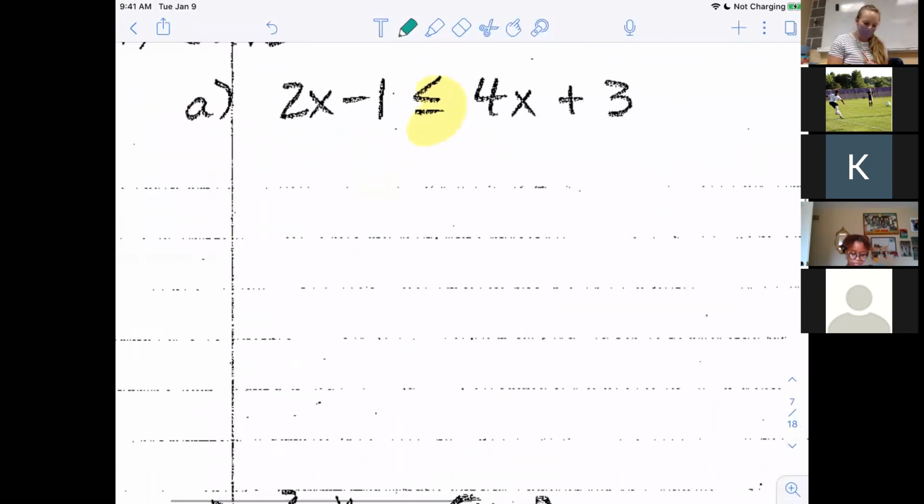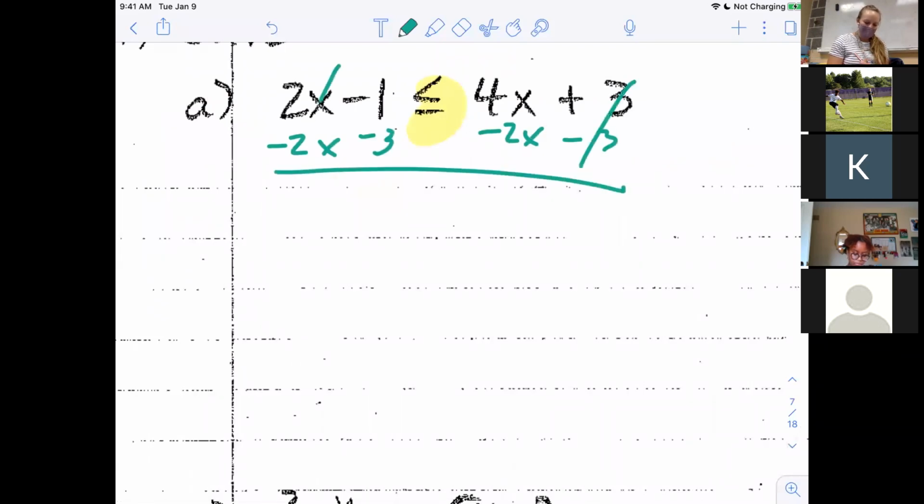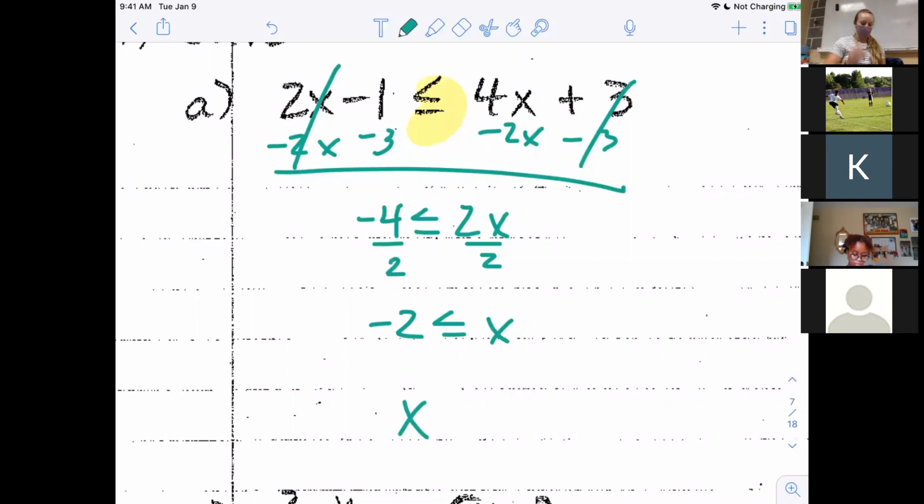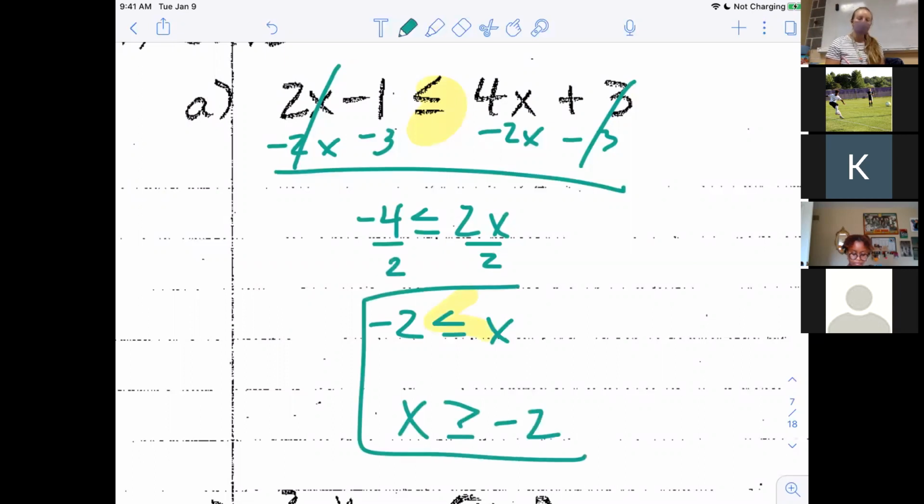So A, I'm going to minus 2x from both sides. I'm going to minus 3 from both sides. That gives me -4 is less than or equal to 2x. Divide by 2. -2 is less than or equal to x. What if I wanted x to go first? How would I rewrite this? The mouth eats the same thing. So if the mouth is eating x, if it's pointing this way towards x, it's got to point that way to x when we move it over. So we would have to flip the sign to say x is greater than or equal to -2. These are the same thing, just the way they're written is flipped. So I want you to practice that.